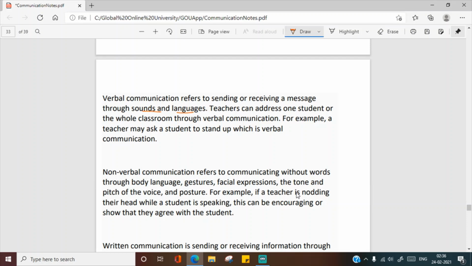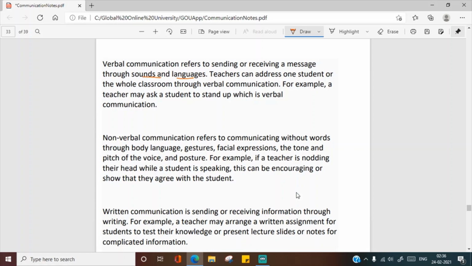Can address one student or whole class through verbal communication. So if the teacher is asking a question, she can ask a particular student or she can ask an open question to all the students in the class. Non-verbal communication in a classroom refers to body language, how the teacher is standing, her gesture, her posture.